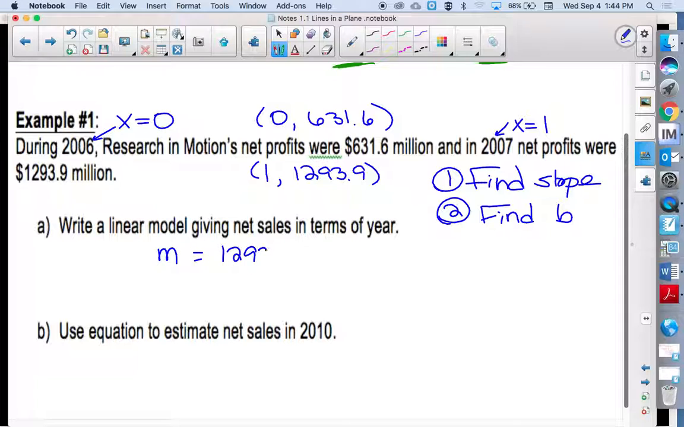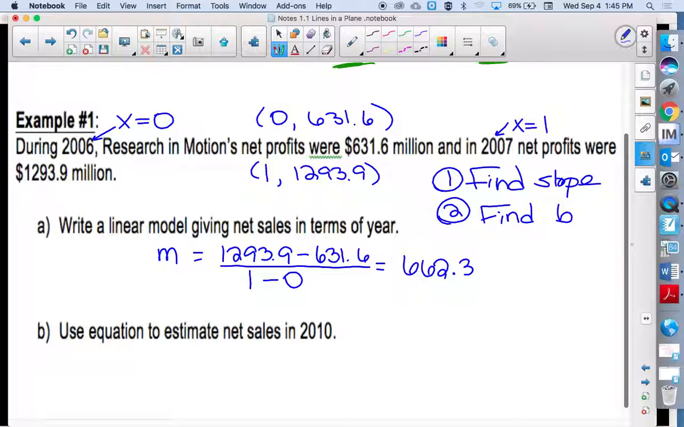So y2 minus y1, and then x2 minus x1. Because it's just a change in a year, the denominator is just going to be 1. Really, we're just looking at that y value. Time is always x, always independent. Everything depends on time. So Odette, what would the slope be? 662. Good. And again, that's in millions of dollars.